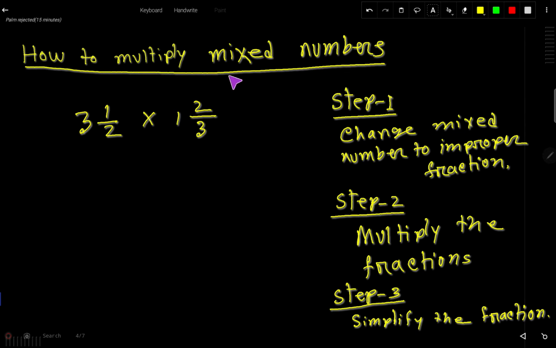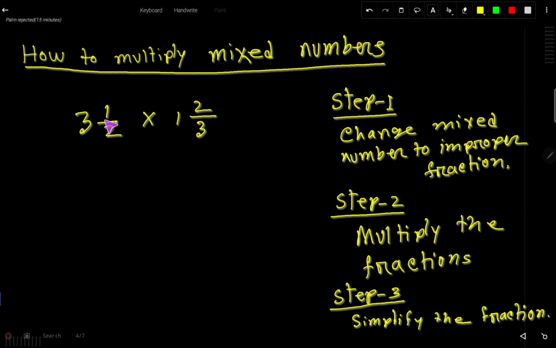How to multiply mixed numbers. So, to multiply mixed numbers easily, we have to go through these three steps. First, we have to change the mixed numbers to improper fractions.